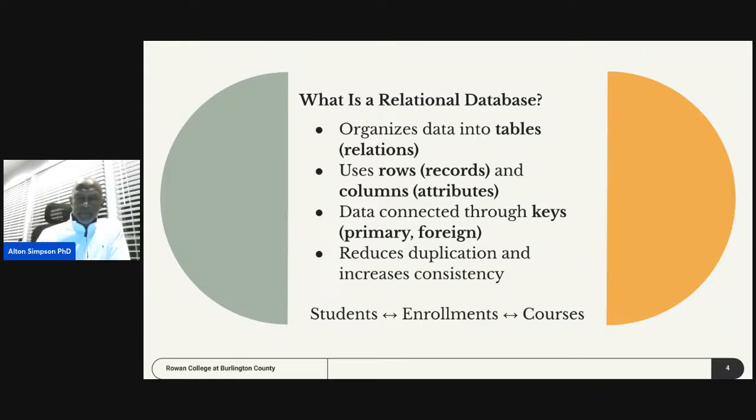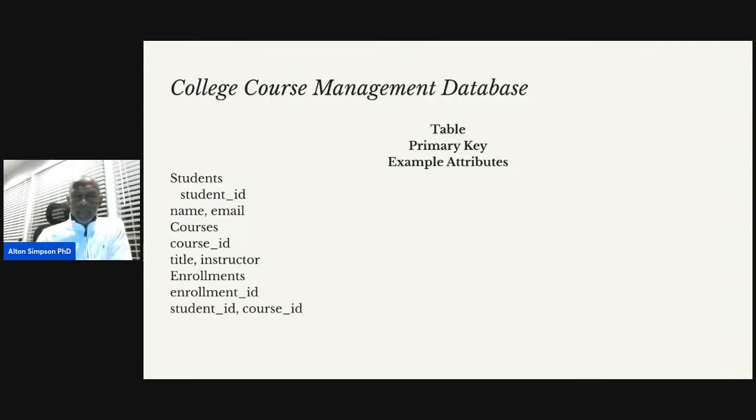For example, each student has a student ID primary key. The enrollments table references that student ID as a foreign key. This structure reduces data duplication and improves consistency. That's the beauty of the relational model.